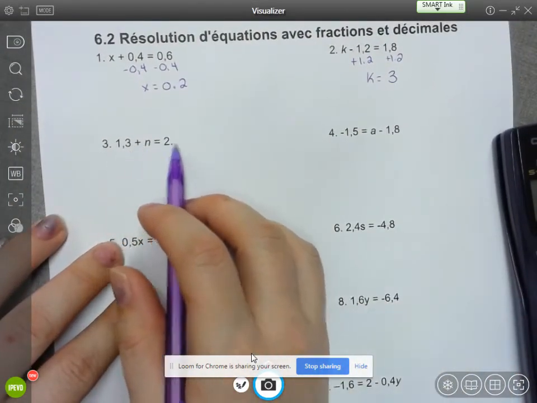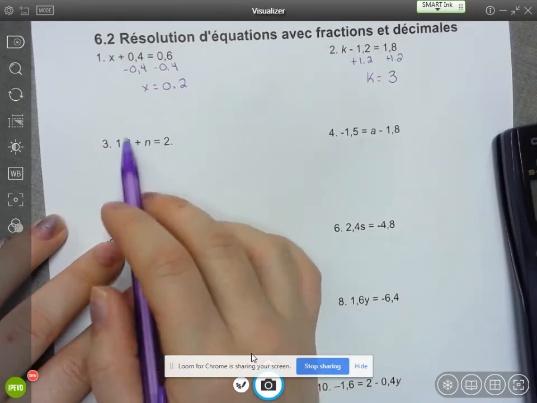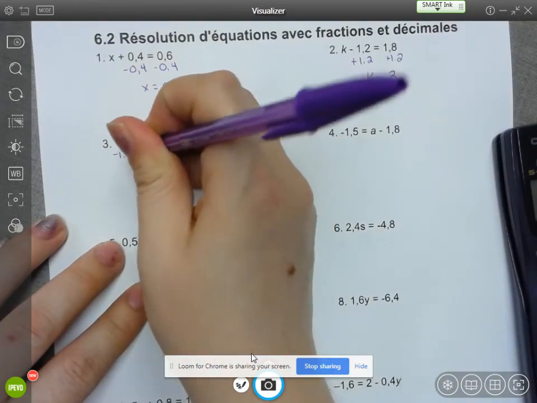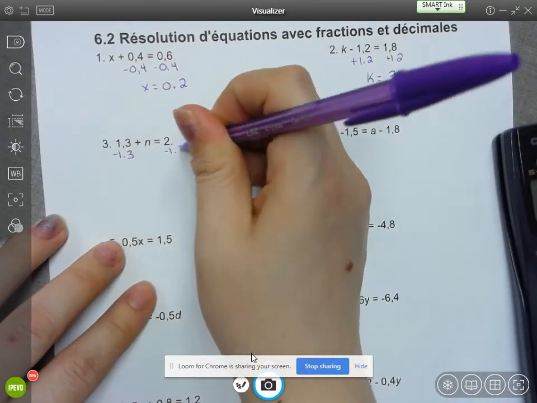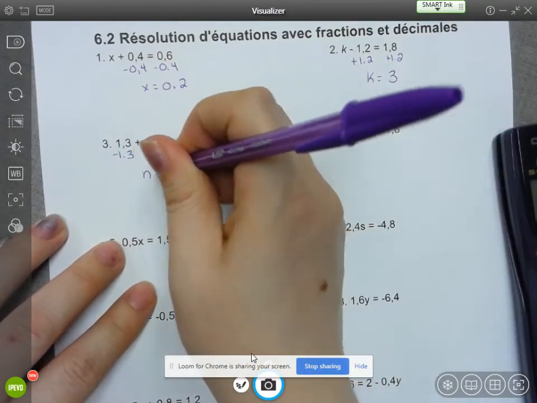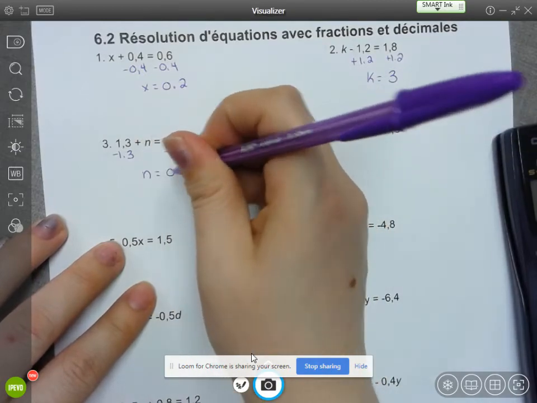1.3 plus n is equal to 2. So the opposite of 1.3 is going to be minus 1.3. There's no sign in front, which means it was positive. What I do to one side, I'm doing to the other. So n is equal to 0.7.